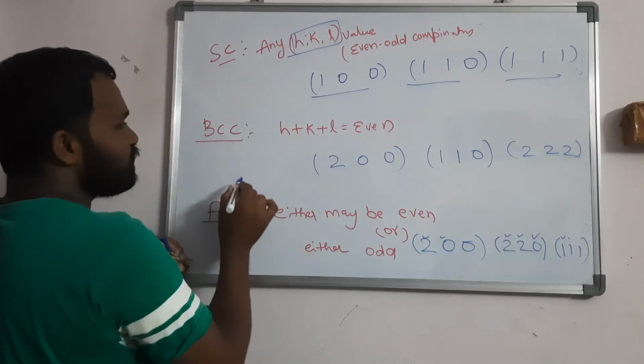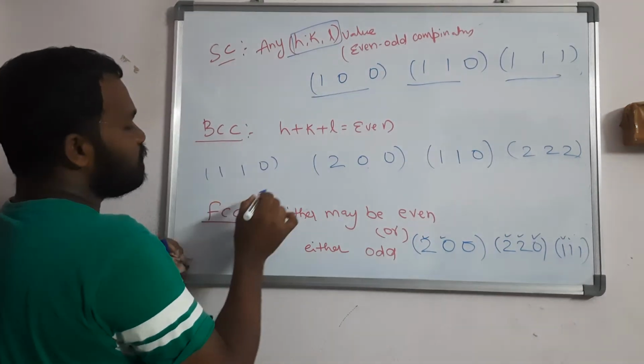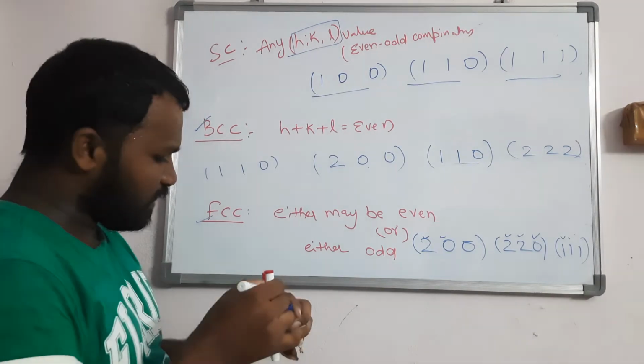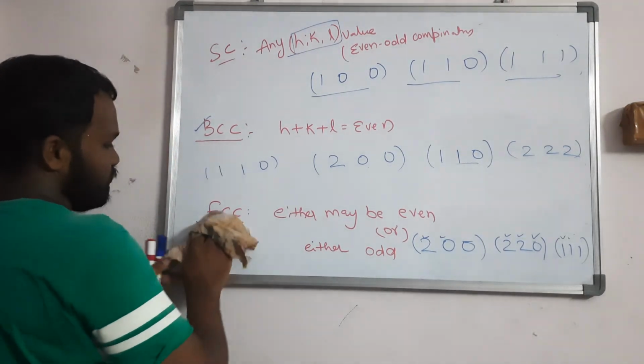They will give, for example, 110, and ask whether it belongs to either BCC or FCC. What is that? The value should be even. So you can say like this: simple cube, BCC and FCC.